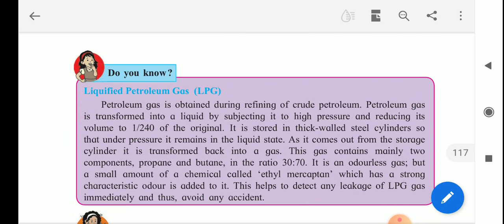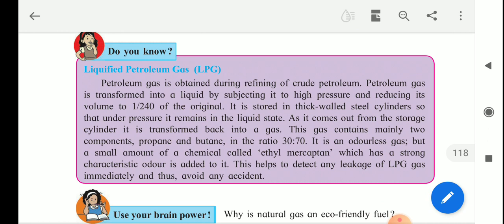Now, let us get some extra information about the liquid petroleum gas. Petroleum gas is obtained during refining of crude petroleum. Petroleum gas is transformed into the liquid by subjecting it to a high pressure and reducing its volume to 1/240th of the original. It is stored in thick walled steel cylinders so that under pressure it remains in the liquid state. As it comes out from the storage cylinder, it is transformed back into the gas.